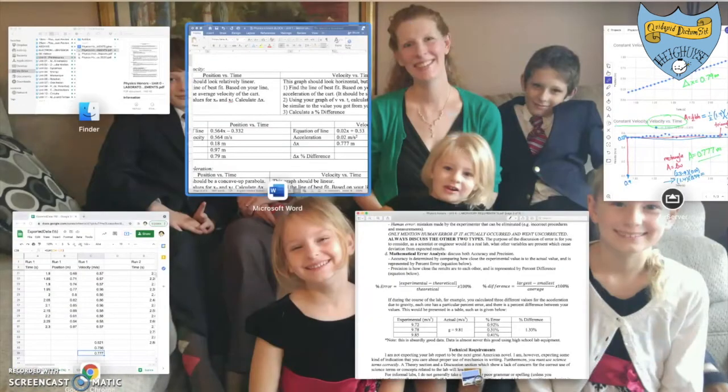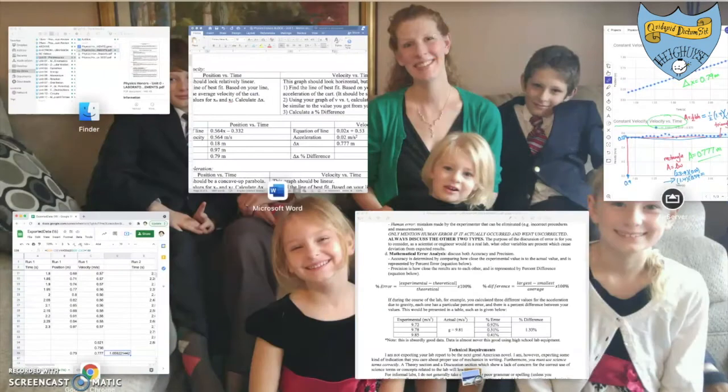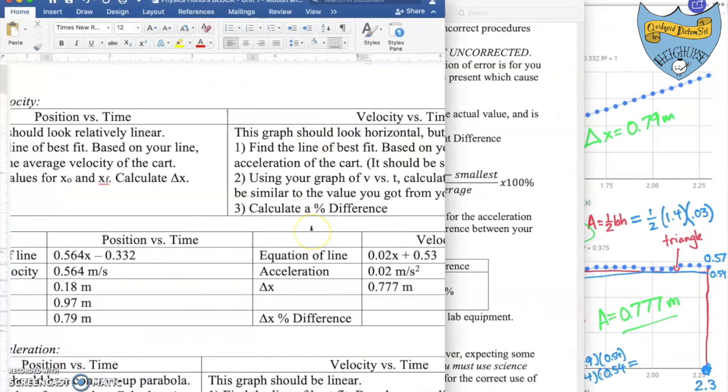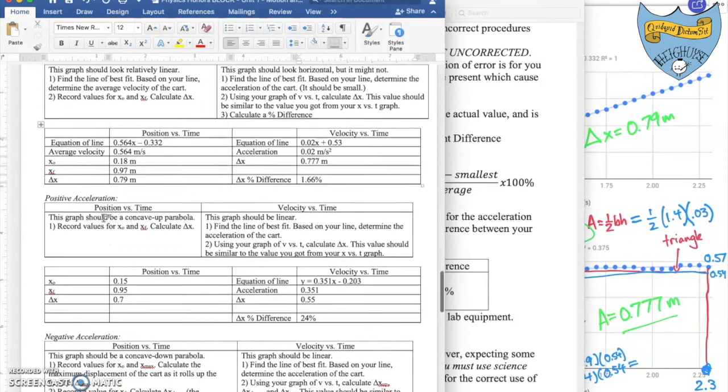If I take my two answers that I got, 0.79 versus 0.777, I can subtract them from each other and divide by the average, and that will be my percent difference. So after a little bit of work in Excel or Sheets, it looks like 1.66% difference or so. That's pretty darn good, all right? If you've got 5% difference, you should feel like you nailed it. You definitely have good answers, right? Good results. Wonderful. So that is this first table filled out all the way for constant velocity.